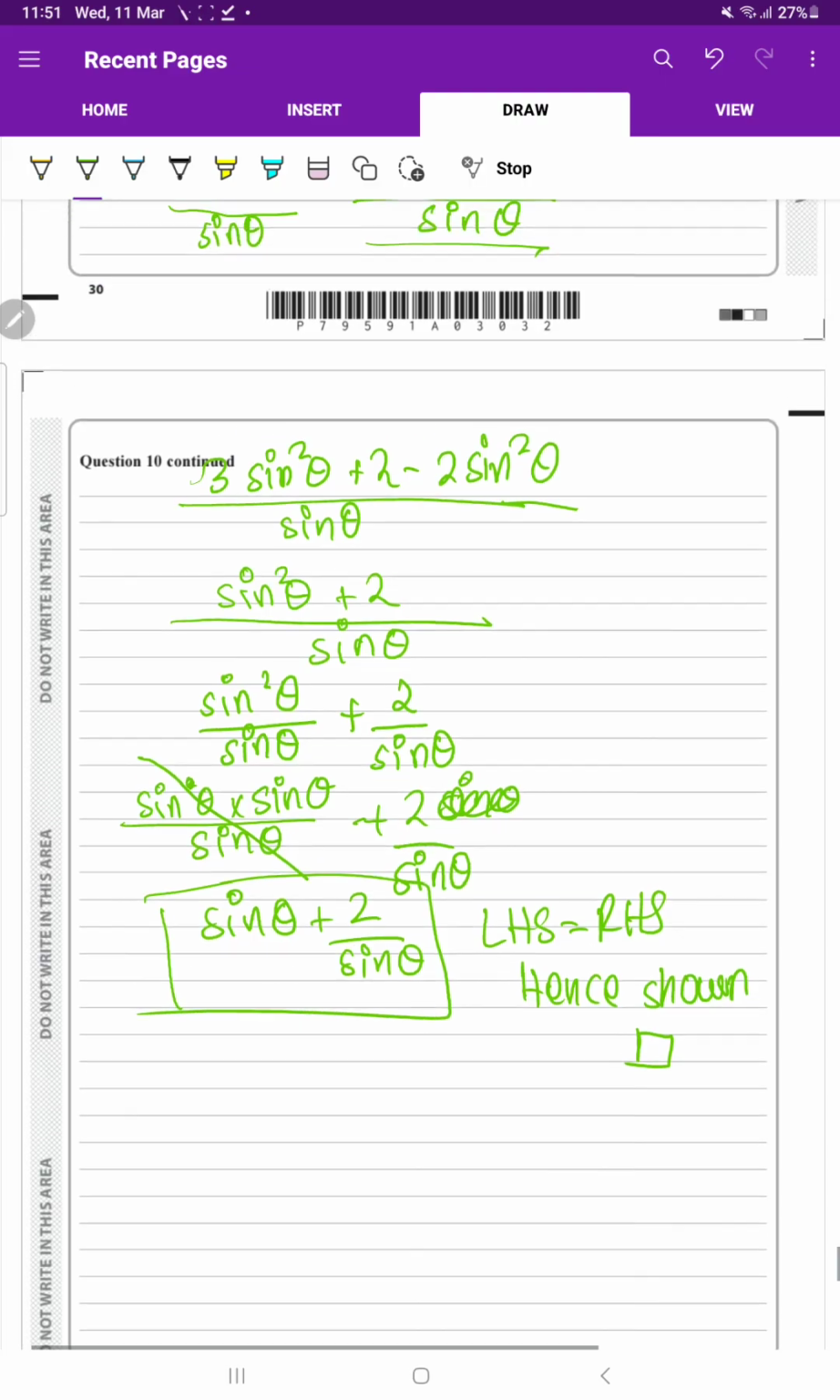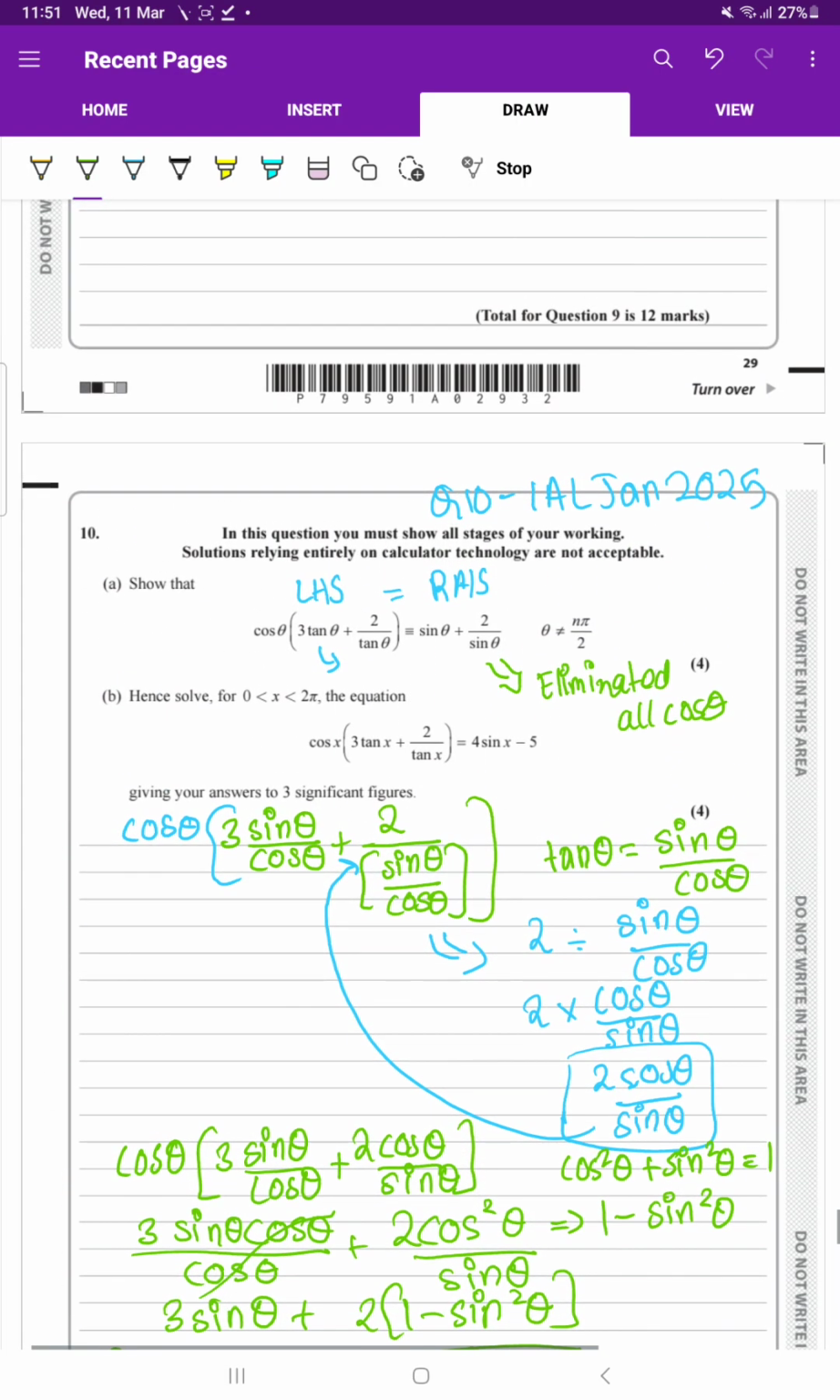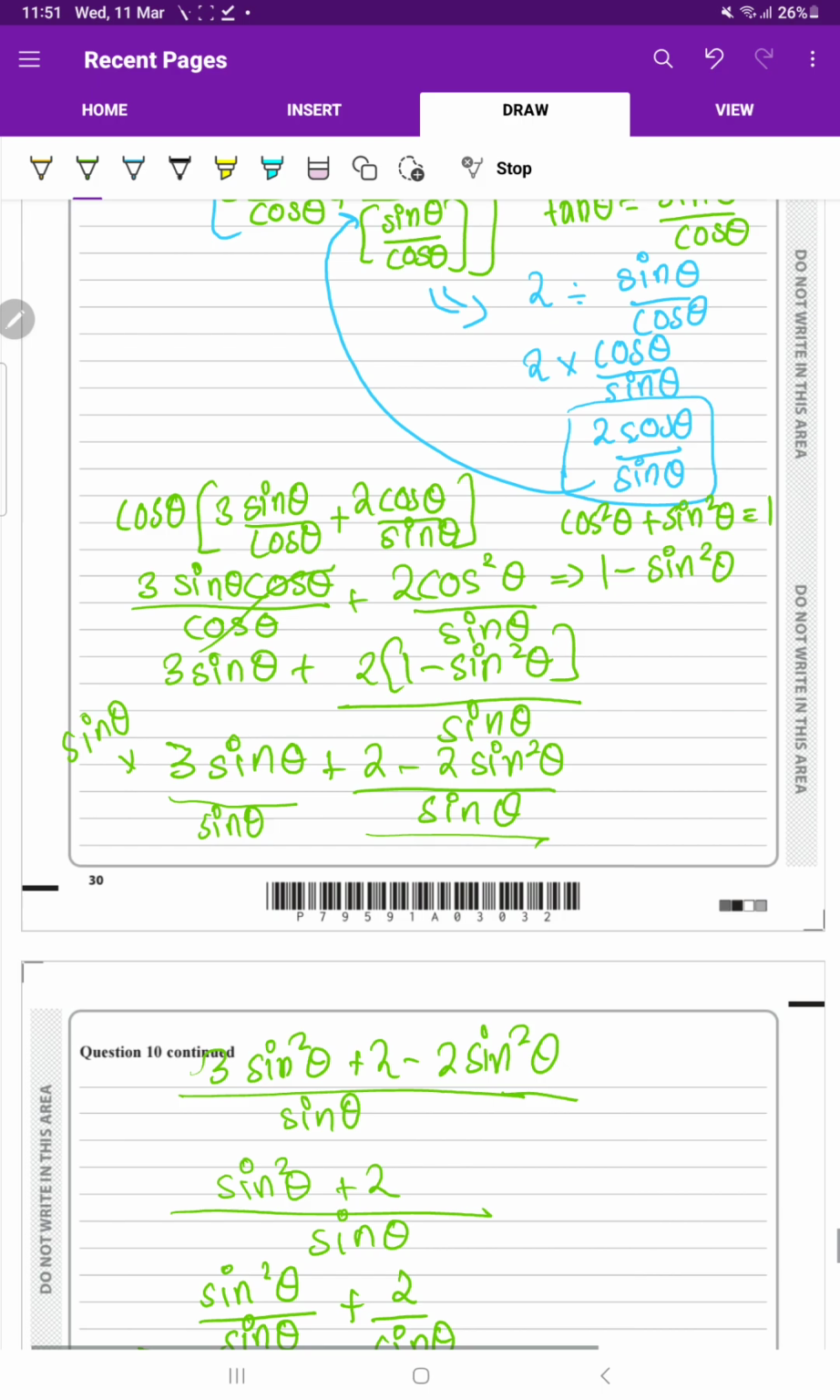Now in part B, solve for x between 0 and 2 pi: cos x times (3 tan x + 2 / tan x) is equal to 4 sin x minus 5. Basically now we can replace this by the result from part (a), because "hence" means you have to use something from the last question, to solve this trig equation.